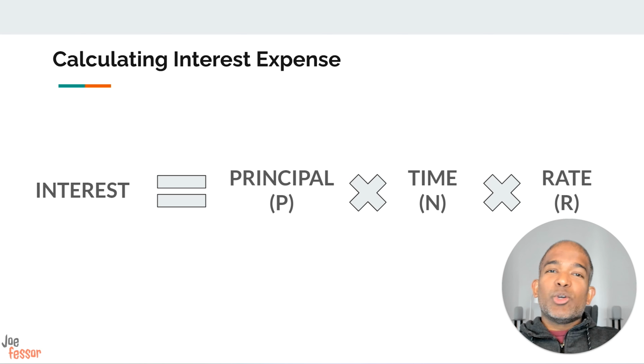Whenever a company takes on debt, there's a cost associated with it beyond just the repayment of the principal. This cost is known as interest expense. Calculating interest expense is relatively straightforward. Let's break down the formula.